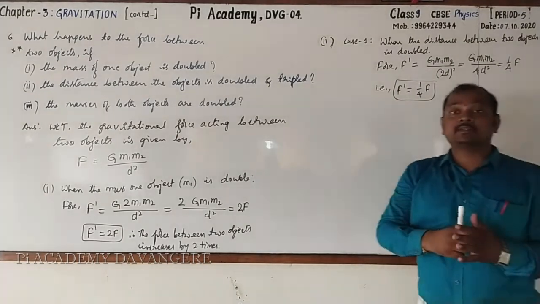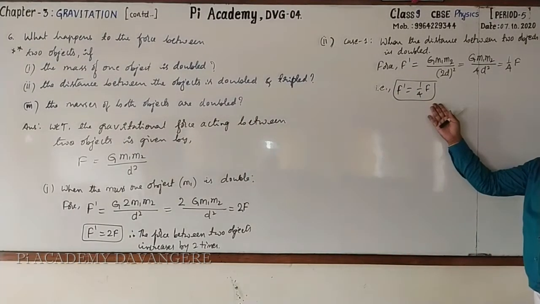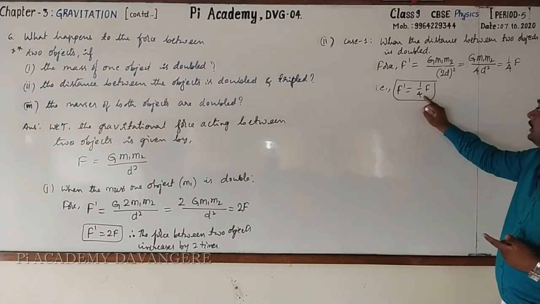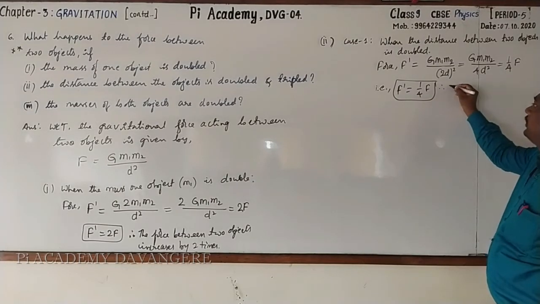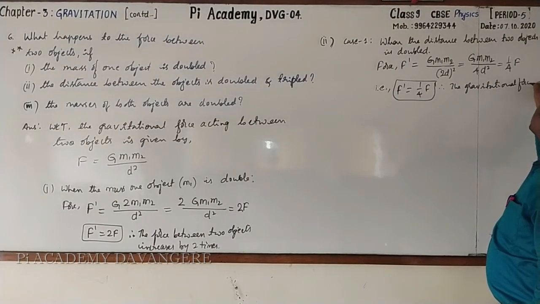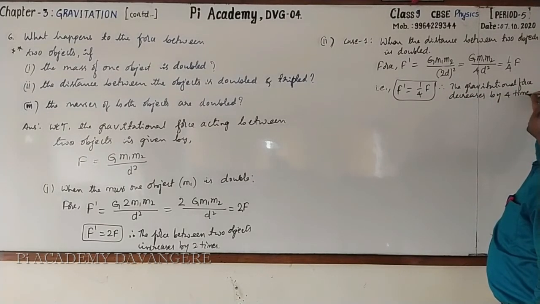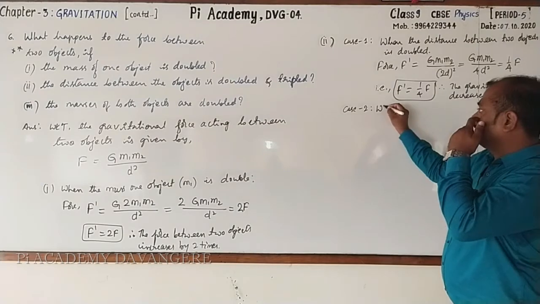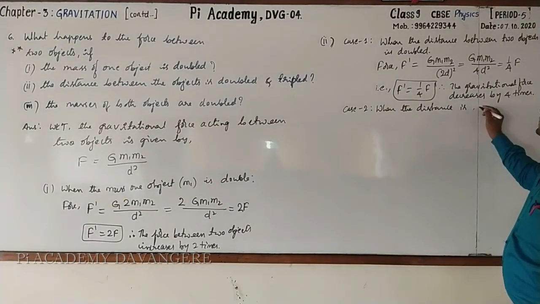Very simple. As the distance increases, the gravitational force decreases. Here also the same thing has happened. The gravitational force acting between the two objects decreases by 4 times. Got it? Here I write, therefore, the gravitational force decreases by 4 times. Next, in that same second one, the second case is when the distance is tripled.